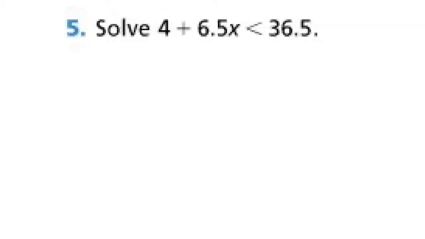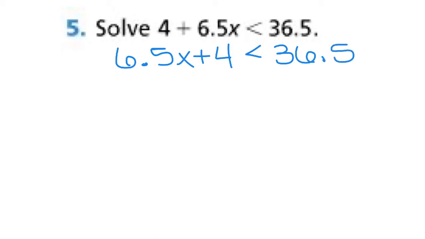Question 5. Solve 4 plus 6.5x is less than 36.5. And same starting point as the last problem. I want the variable all the way to the left, so I'm going to use the commutative property and have 6.5x plus 4 is less than 36.5. And now I'm going to begin my steps to solving this inequality by eliminating the 4 first.